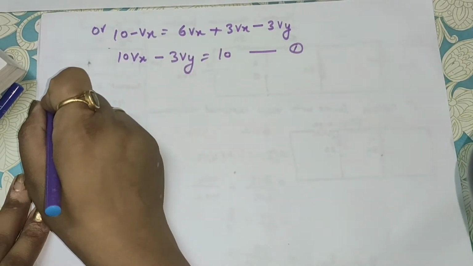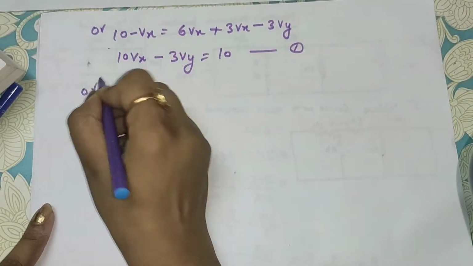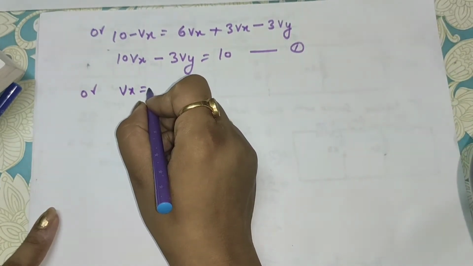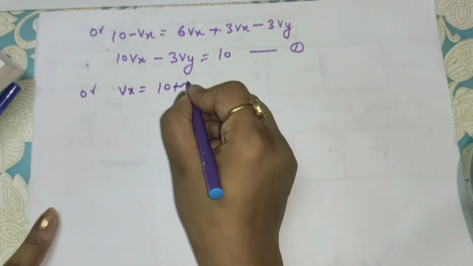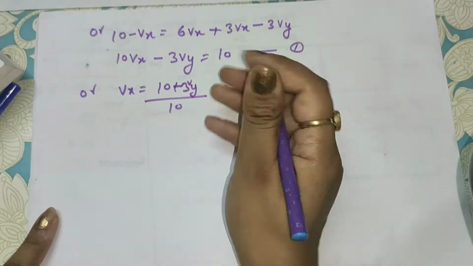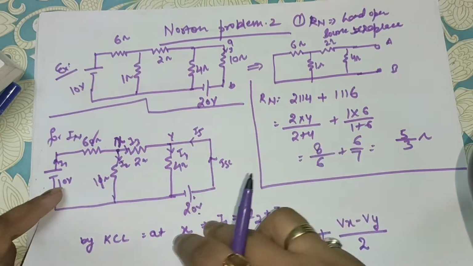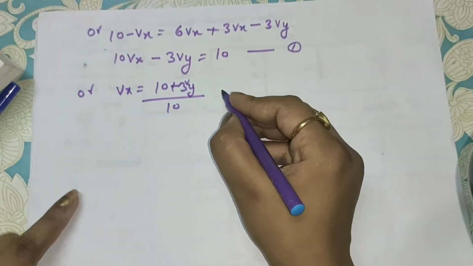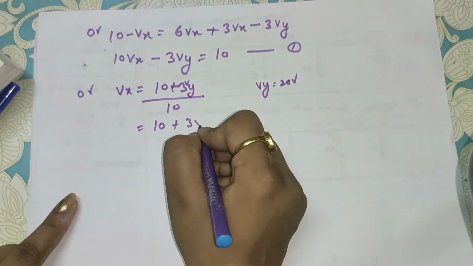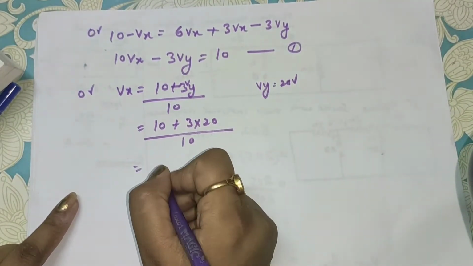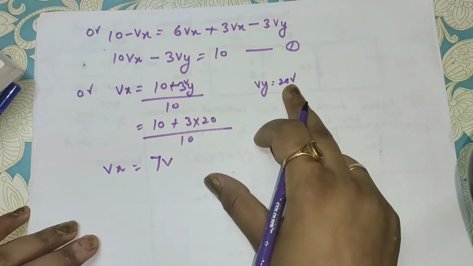Now Vx will be, we can write here, Vx equals 10 plus 3Vy upon 10. Why could we do it? You can check here, this is short circuit. So the Vy terminal is 20 volt, because this is short circuit. So you can directly write Vy equal to 20 volt. So you can write it here, 10 plus 3 into 20 upon 10. If you solve this, you will find that it is 7 volt. So Vx and Vy you have found. Vx is 7 volt and Vy is 20 volt.